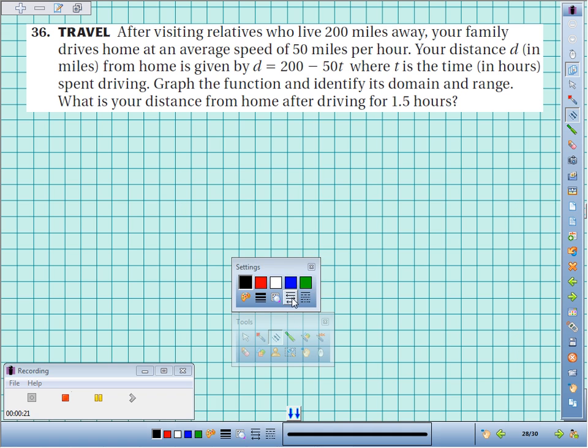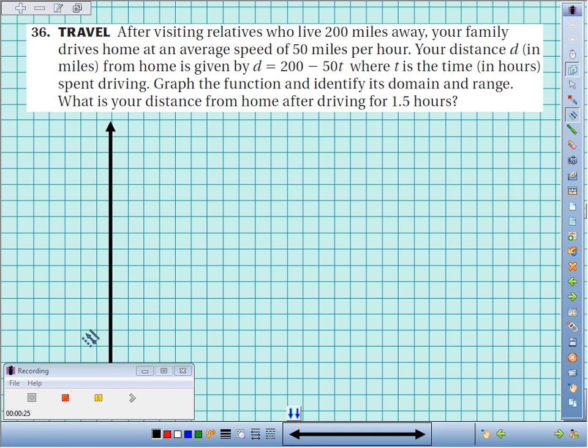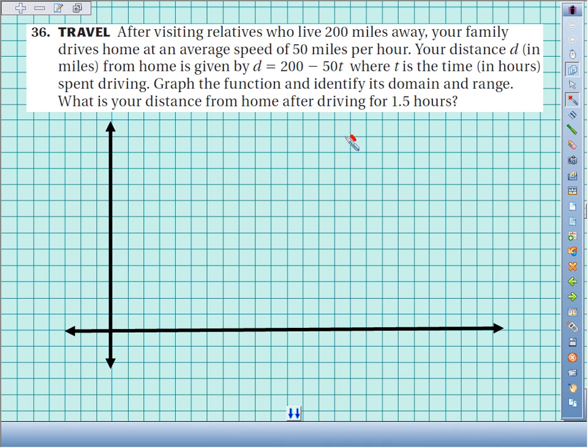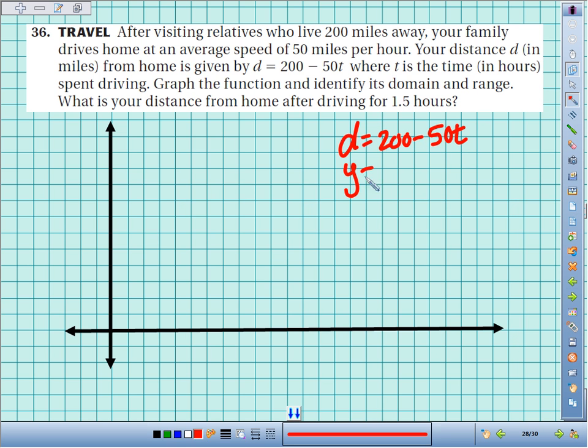Okay, let's start off by making our x and y axis. Since this is a real-world situation and we're talking about hours and miles, we can't have negative distances, so I'm going to focus on quadrant 1. If we want to think of d equals 200 minus 50t, we could also think of that as y equals 200 minus 50x. So really the distance depends on the amount of time you're from home, or y depends on whatever x is.